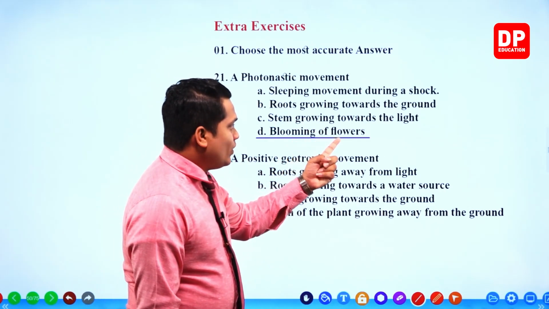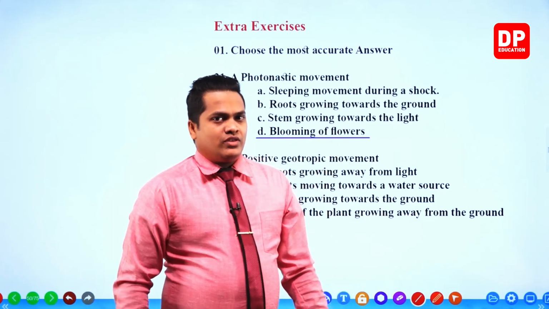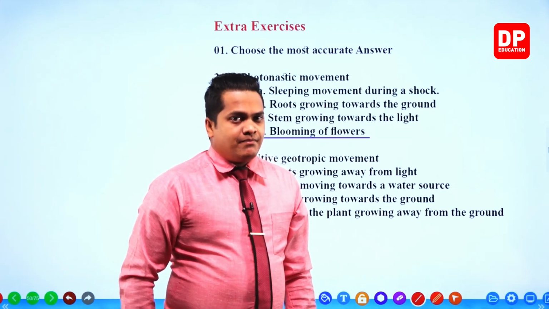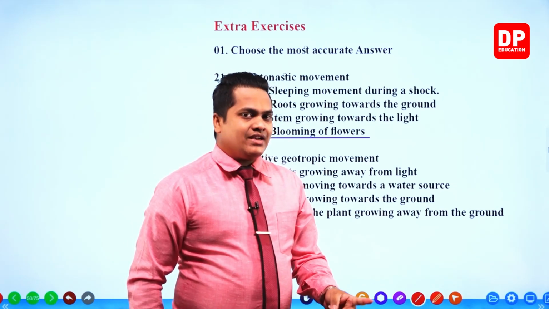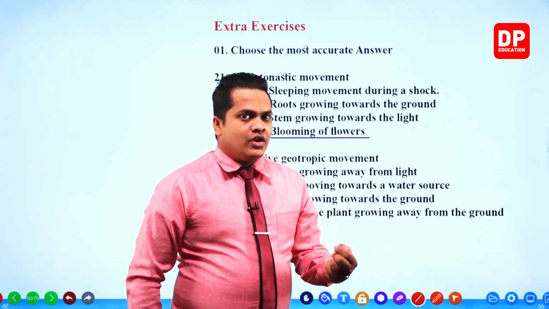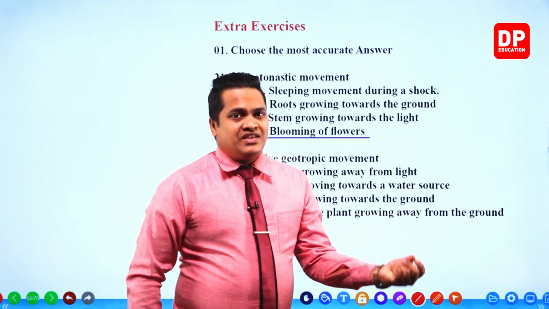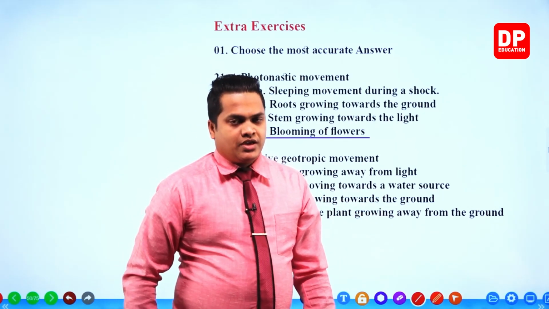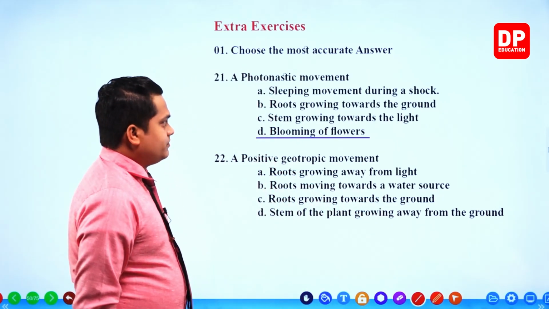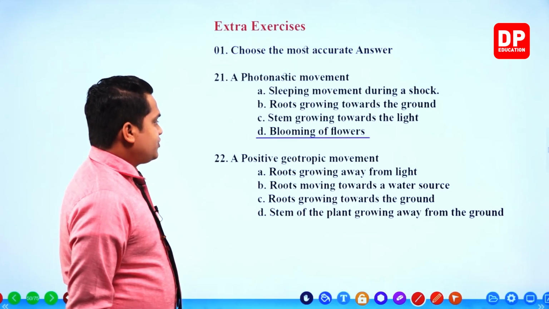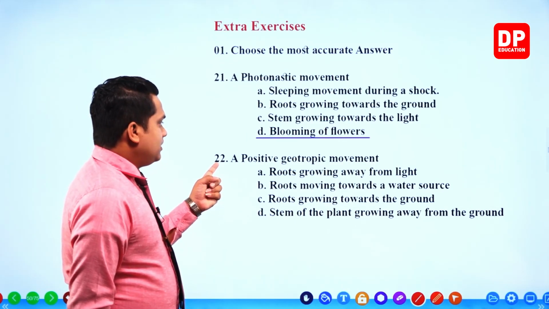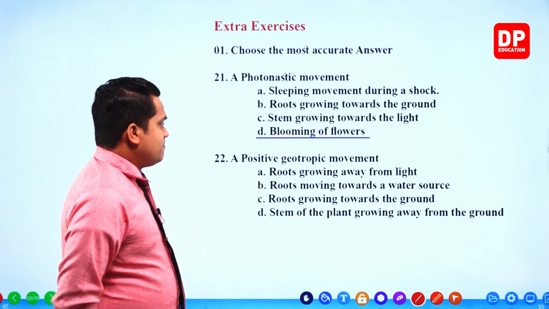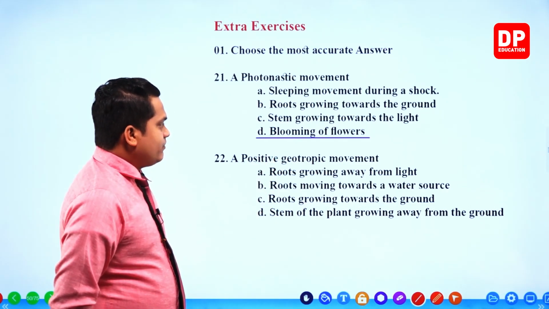Stem growing towards the light. So it's very simple. We know that it is a positive phototrophic movement. Light means photo, then towards means positive. Positive phototrophic movement. Okay. Next one, a positive geotrophic movement.